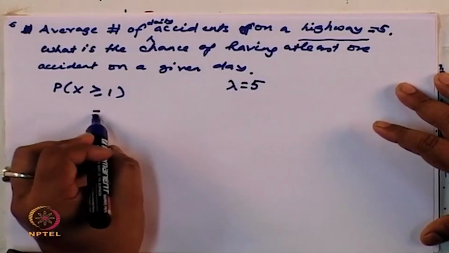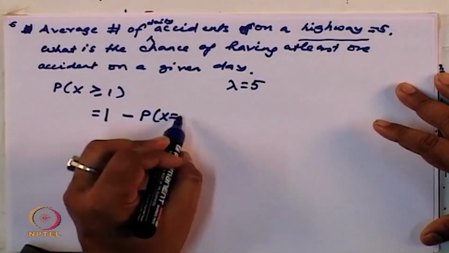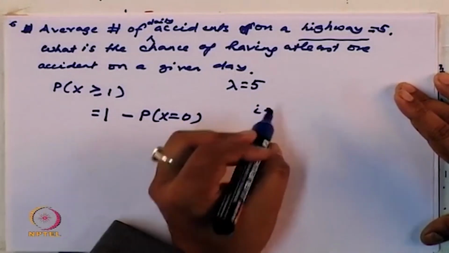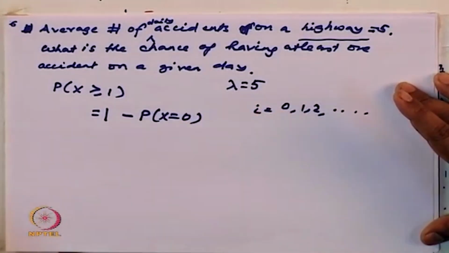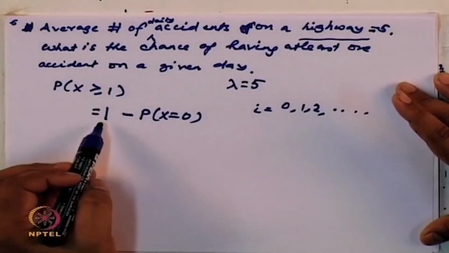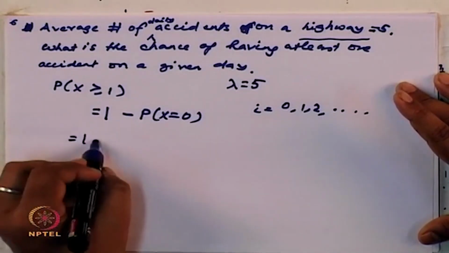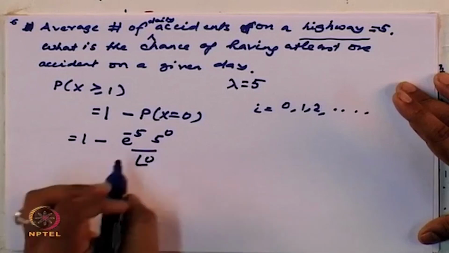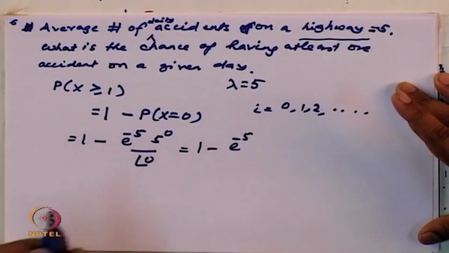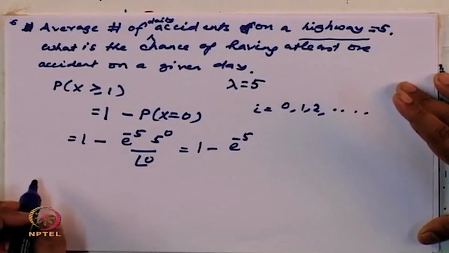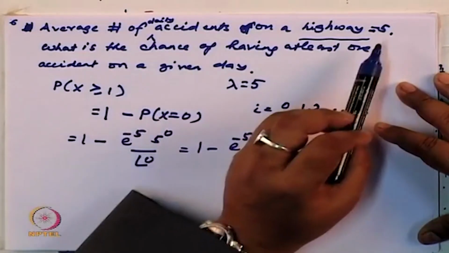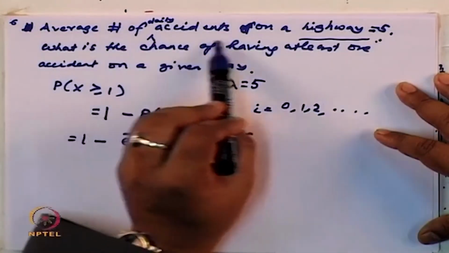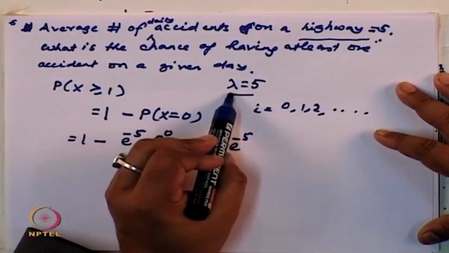So this can be written as nothing but 1 minus P of x equal to 0. Why? Because for a Poisson random variable, x can take values 0, 1, 2, and so on and so forth. So that is why P of x greater than or equal to 1 is 1 minus P of x equal to 0. So I can write 1 minus e to the power minus 5, 5 to the power 0 by factorial of 0. This is 1 minus e to the power minus 5. Okay. So this is your final answer. From the problem, you are supposed to identify the value of lambda. When you are given that the average number of daily accidents is 5, then you know that lambda is equal to 5.